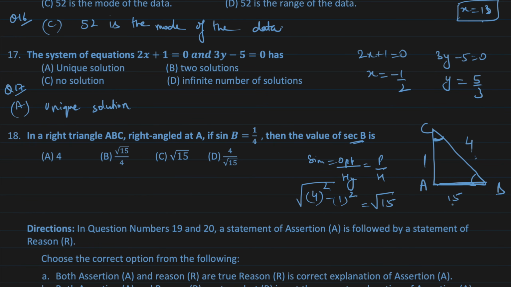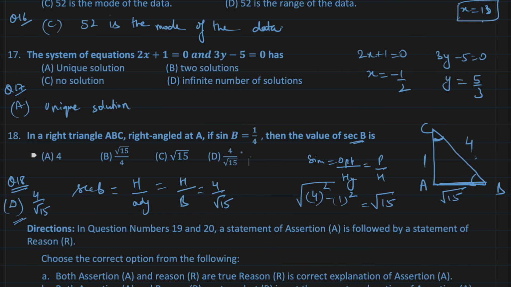We got the base as root of 15. So secant. Secant is given by what? Hypotenuse by adjacent, or hypotenuse by base. So that's 4 by root 15. Hope it's clear, students. Okay. So question number 18, the answer is D, 4 by root 15. When you solve, students, please make sure that you are marking the right option, right? Check it twice that you mark the right option.